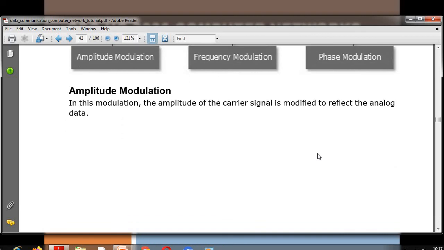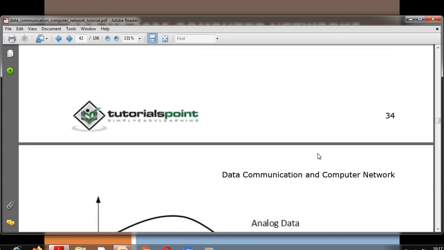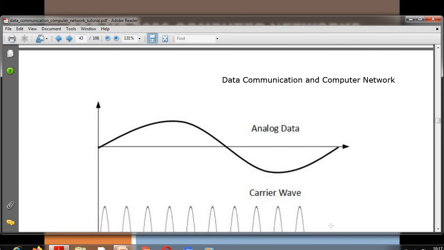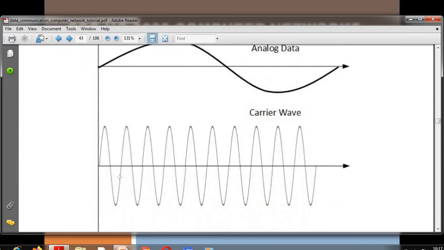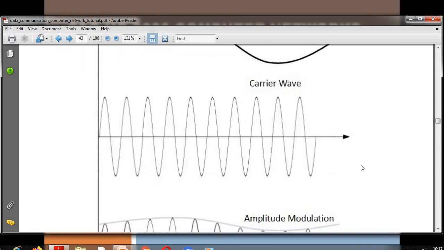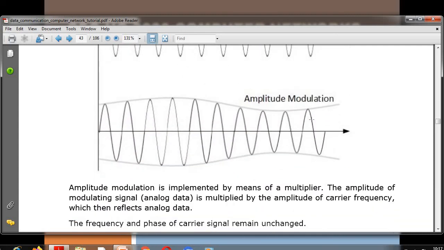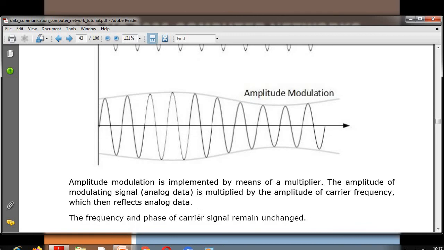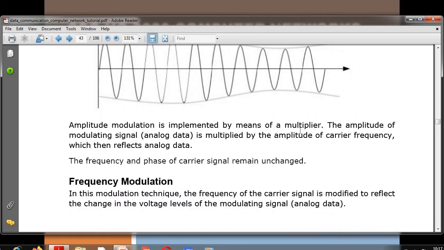In amplitude modulation, the amplitude of the carrier signal is modified to reflect the analog data. Here we see this is the analog data, then the carrier is applied. This is the carrier wave, the carrier signal. Then finally we have the amplitude modulation. Amplitude modulation is implemented by means of a multiplier. The amplitude of the modulating signal is multiplied by the amplitude of the carrier frequency, which then reflects the analog data. The frequency and phase of the carrier remain unchanged.